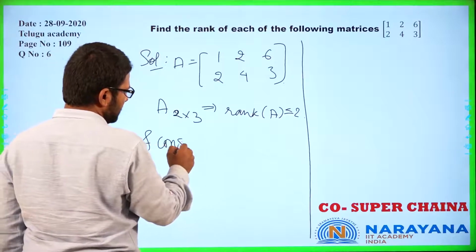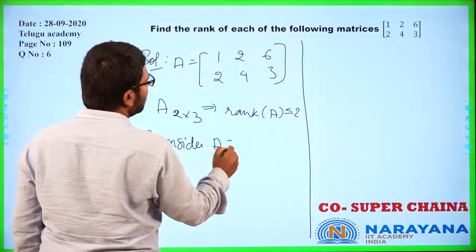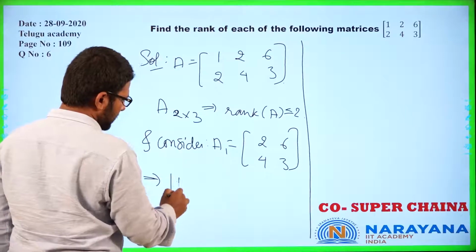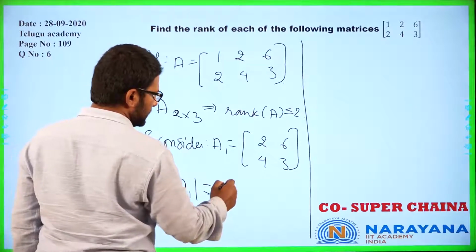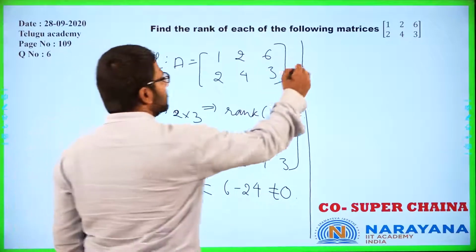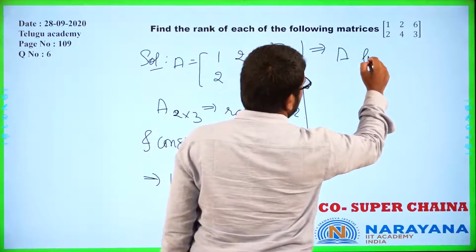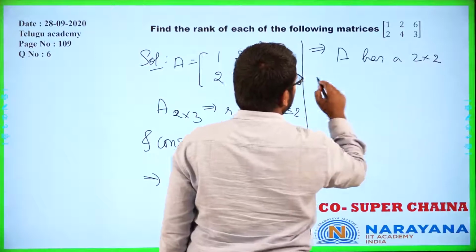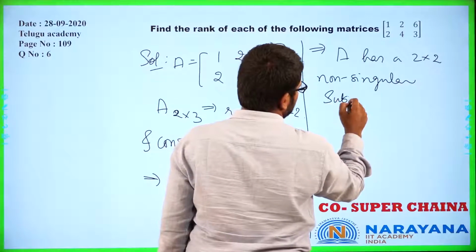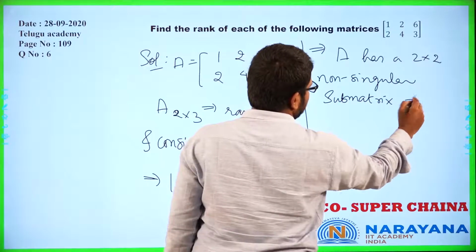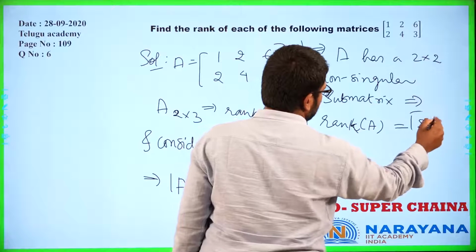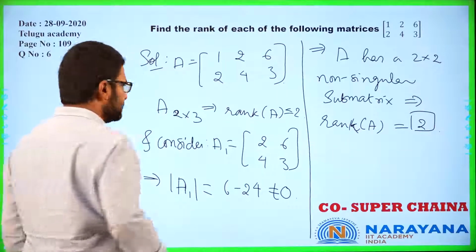And now we will consider A1 to be 2, 6, 4, 3, which means mod A1 is how much? 6 minus 24, which is not 0, right? Therefore, the matrix A has a 2 by 2 non-singular submatrix, which means rank of A must be 2. Same logic, yes? Okay.